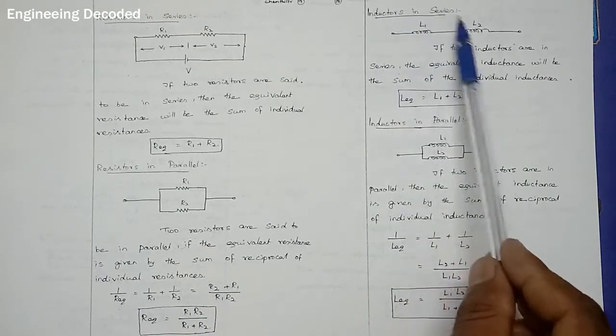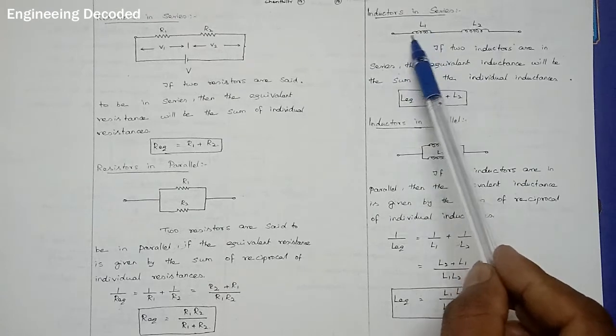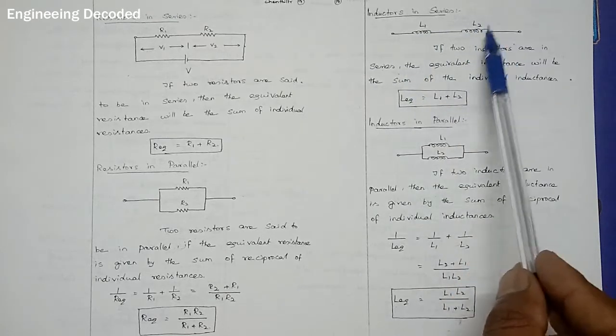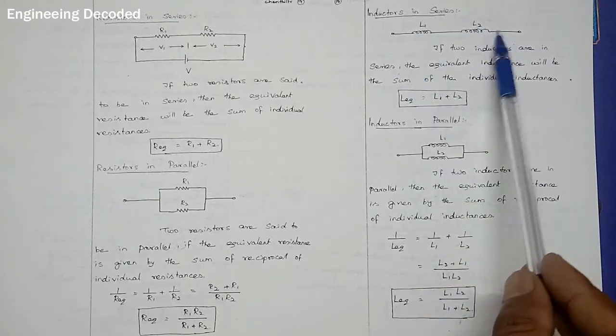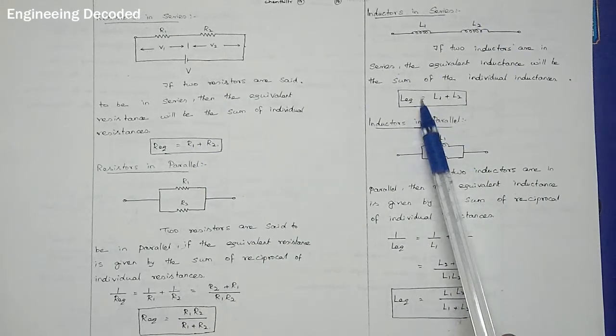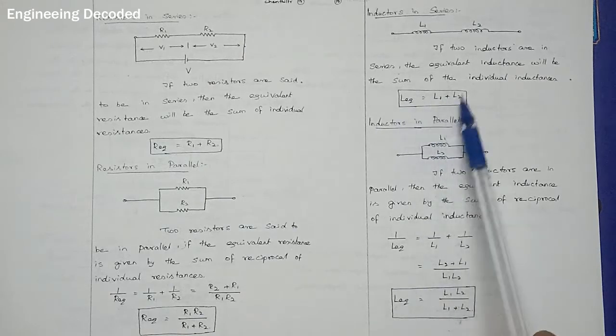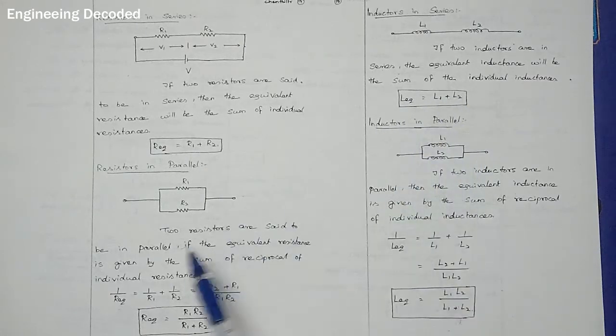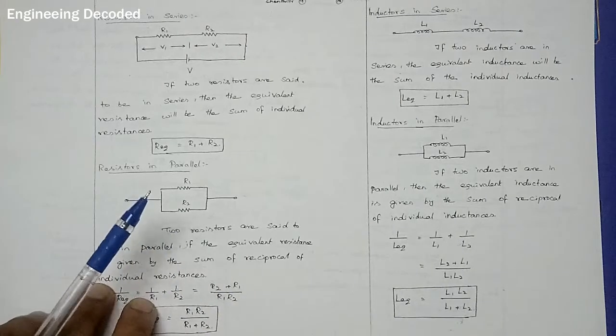Next one, inductors in series. Two inductors are said to be in series when the same current flows through them. What you have seen for resistors is applicable for an inductor. So L equal to L1 plus L2. Similarly, inductors in parallel. What you have seen for resistors will be applicable for inductors also. 1 by L equal to 1 by L1 plus 1 by L2. You can take the LCM and invert it and you will get L equal to L1 L2 divided by L1 plus L2.